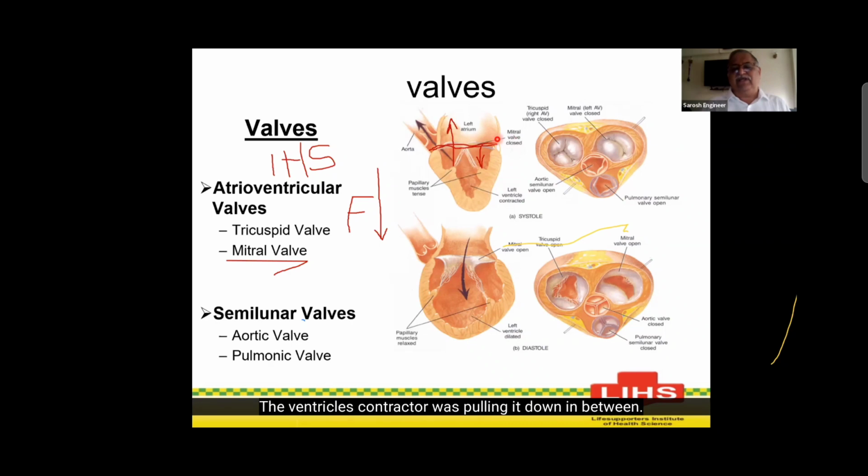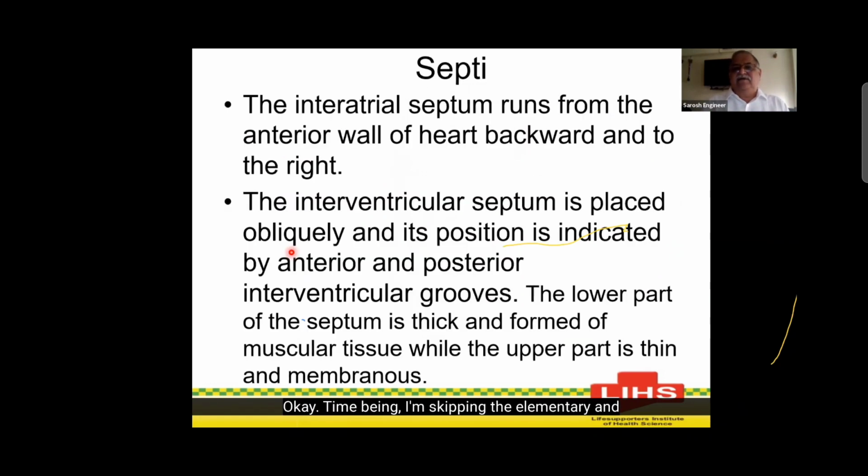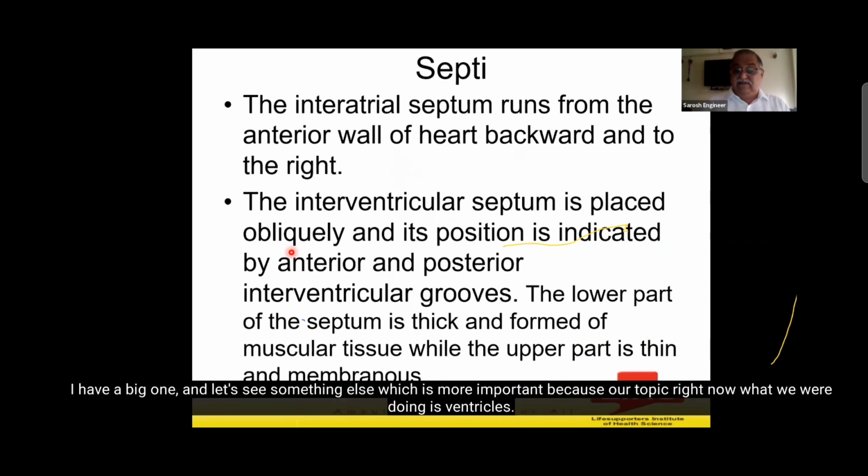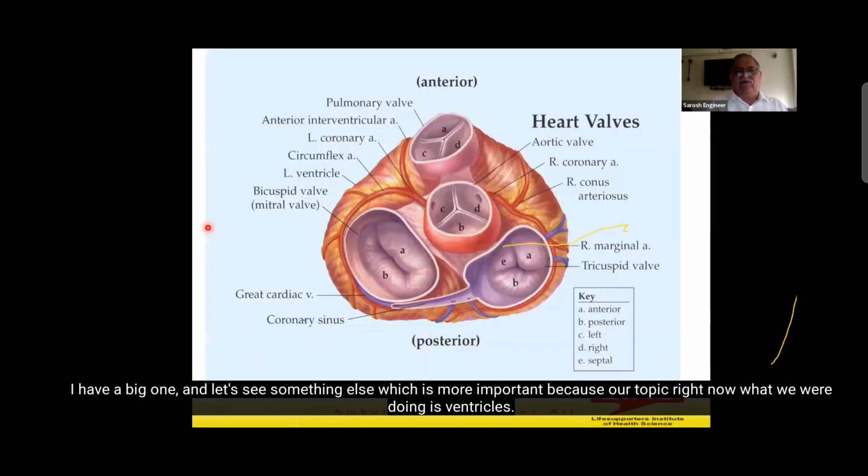In between, they came together like this, closed, and they closed with a sound, with a noise, and that noise we translate into first heart sound. First heart sound is formed with closure of atrioventricular valves. Okay, for the time being, I'm skipping the pulmonary and the aortic valve.